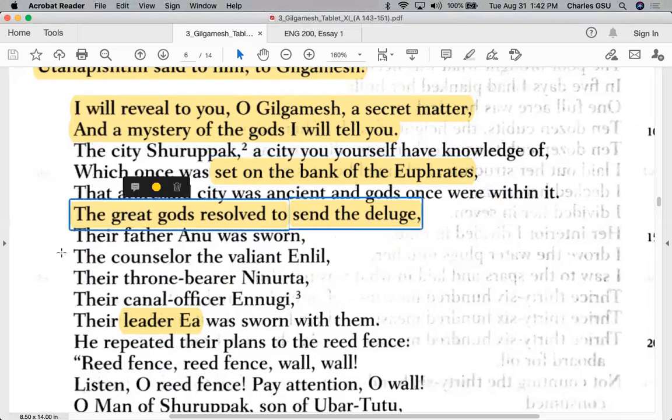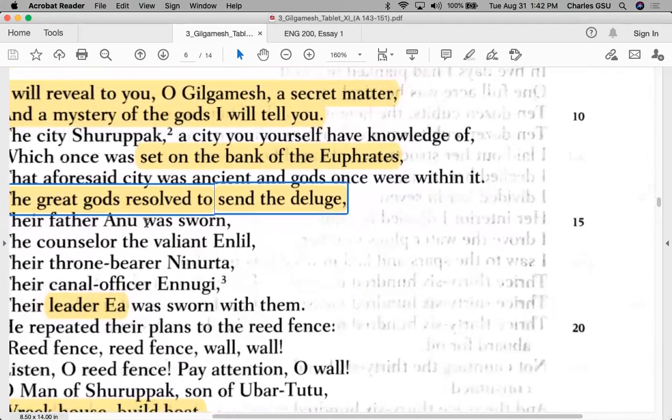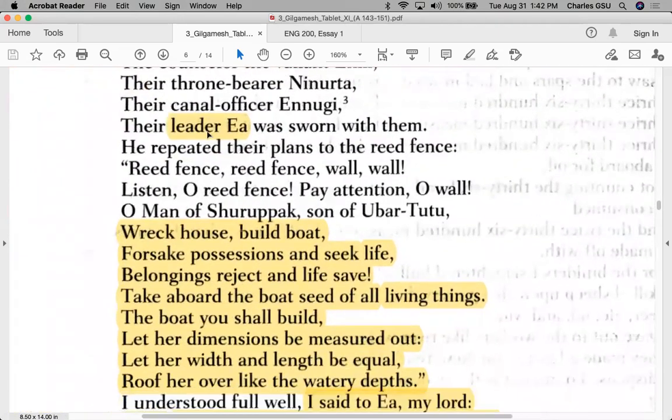So the great gods resolve to send the deluge, being another word for huge flood, which unfortunately Hurricane Ida just gave southern Louisiana. So notice that it's great gods, plural, right? So again, this is a polytheistic religion, as were the Greeks and the Romans and Egyptians. And all of these different gods are mentioned, Anu and Enlil, Ninurta, and Ennugi, Ea, and Ea as being the leader of them.